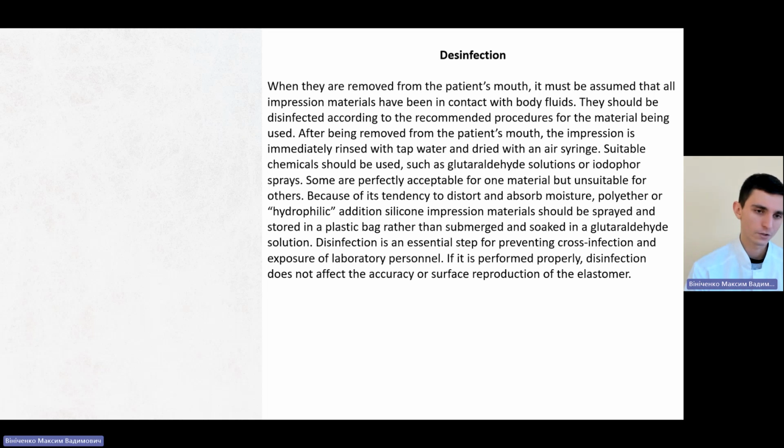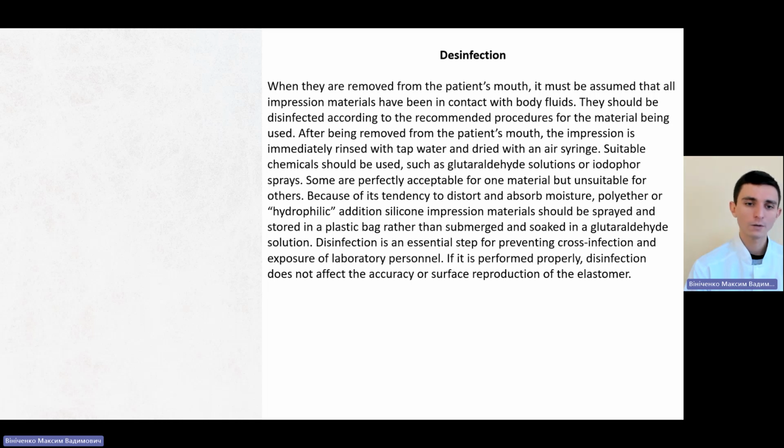What about disinfection? When they are removed from the patient's mouth, it must be assumed that all impression materials have been in contact with body fluids. They should be disinfected according to the recommended procedures for the material being used. After being removed from the patient's mouth, the impression is immediately rinsed with tap water and dried with an air syringe. Suitable chemicals should be used, such as glutaraldehyde solutions or iodophor sprays.